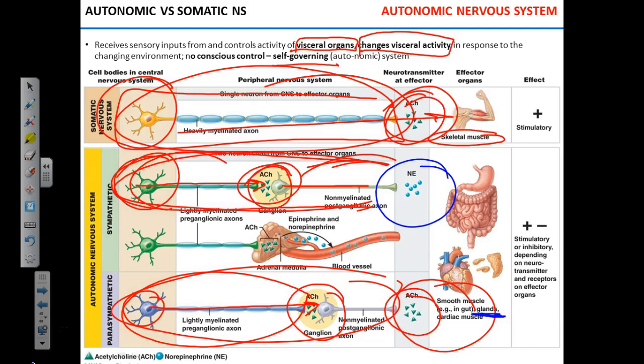Does that make sense so far? Because we're going to go back to that scheme and chat about exactly the length of the neurons and the neurotransmitters produced at the different steps. We're going to come back. We're going to take it slow. Does that make sense?